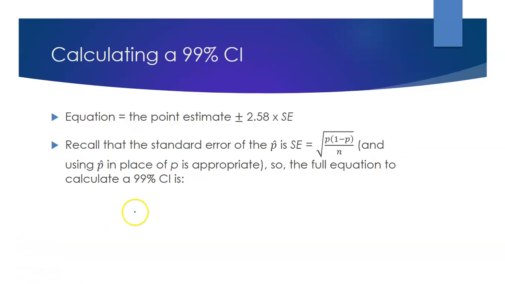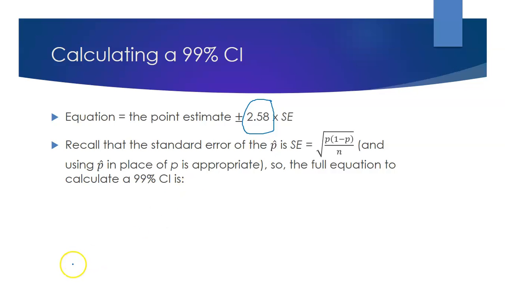So our next bit of information here is just to show how we actually calculate the 99% confidence interval. This is exactly the same as how we calculate the 95% confidence interval, except the only difference is that instead of using a value of 1.96, now we're using a value of 2.58. So in the equation, it's still the same thing. The point estimate is the sample proportion, plus 2.58 times the standard error, and then we would take the point estimate minus 2.58 times the standard error, okay?